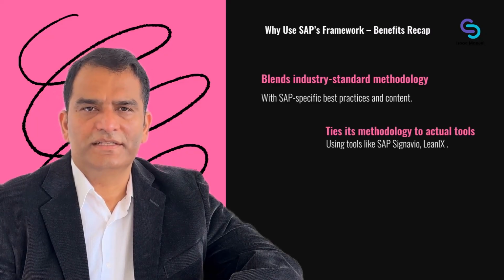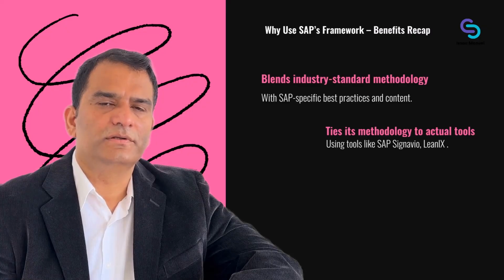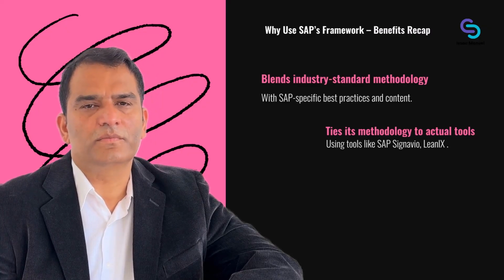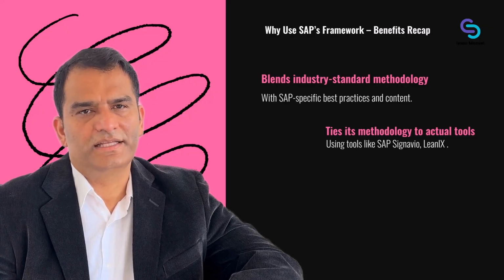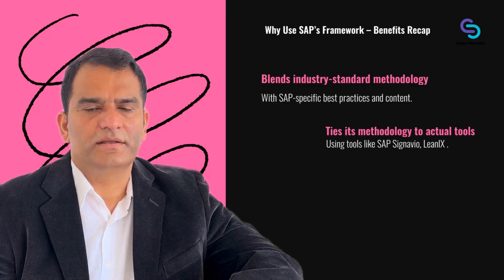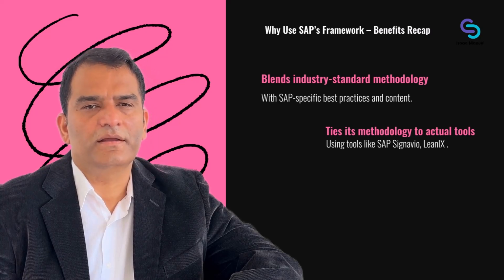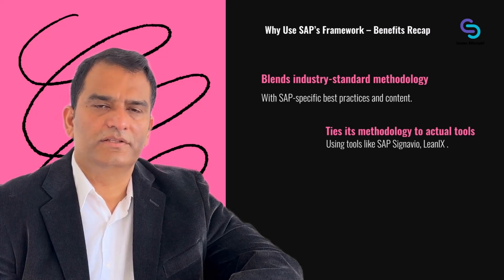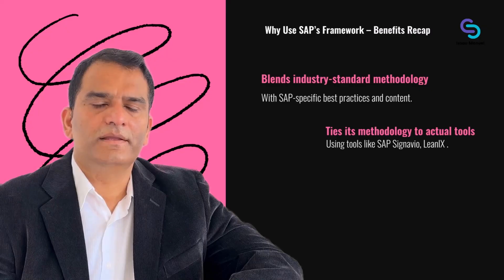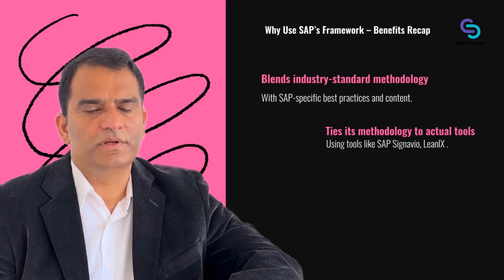SAP also ties its methodology to actual tools. They recommend using tools like SAP Signavio for process modeling, Linux for architecture repository, SAP's own business transformation suite, and so on, to accelerate the work. These tools come preloaded with templates aligned to the framework.